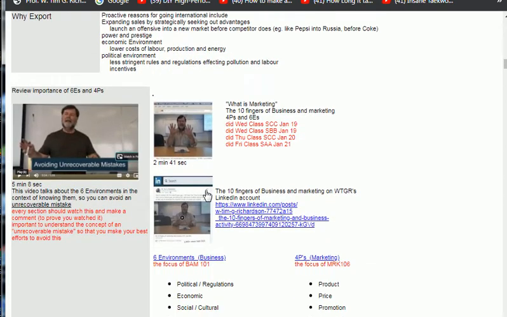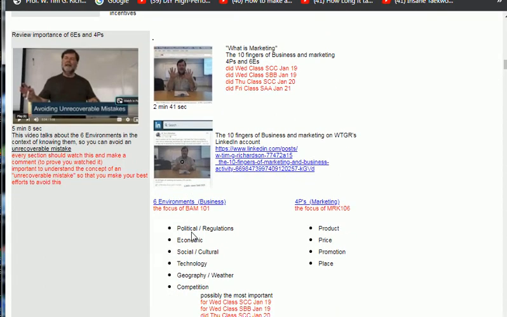Then one thing you definitely have to have in the report, and this would be a major foundation of the headings, you definitely would have the 6 environments, and I'll talk about that in a little bit more detail. And you would also have the 4 Ps. Now, different companies would have different things.